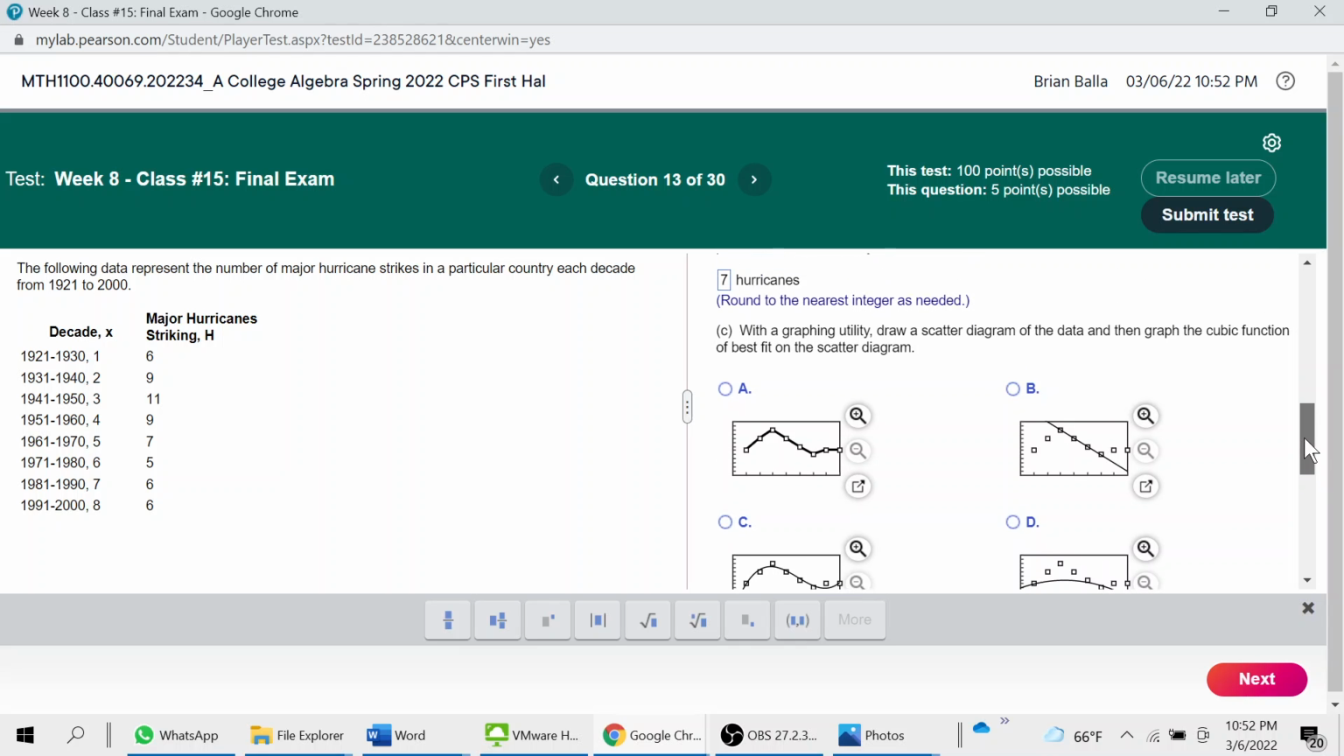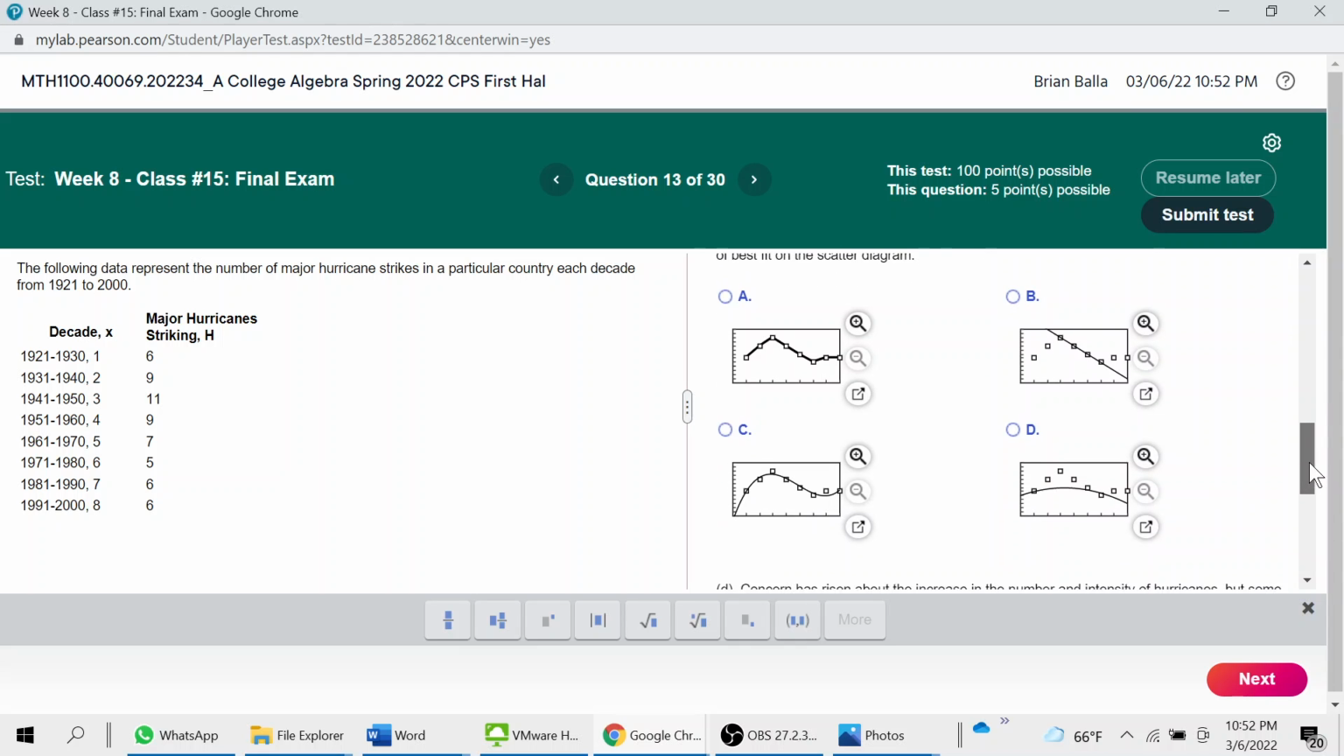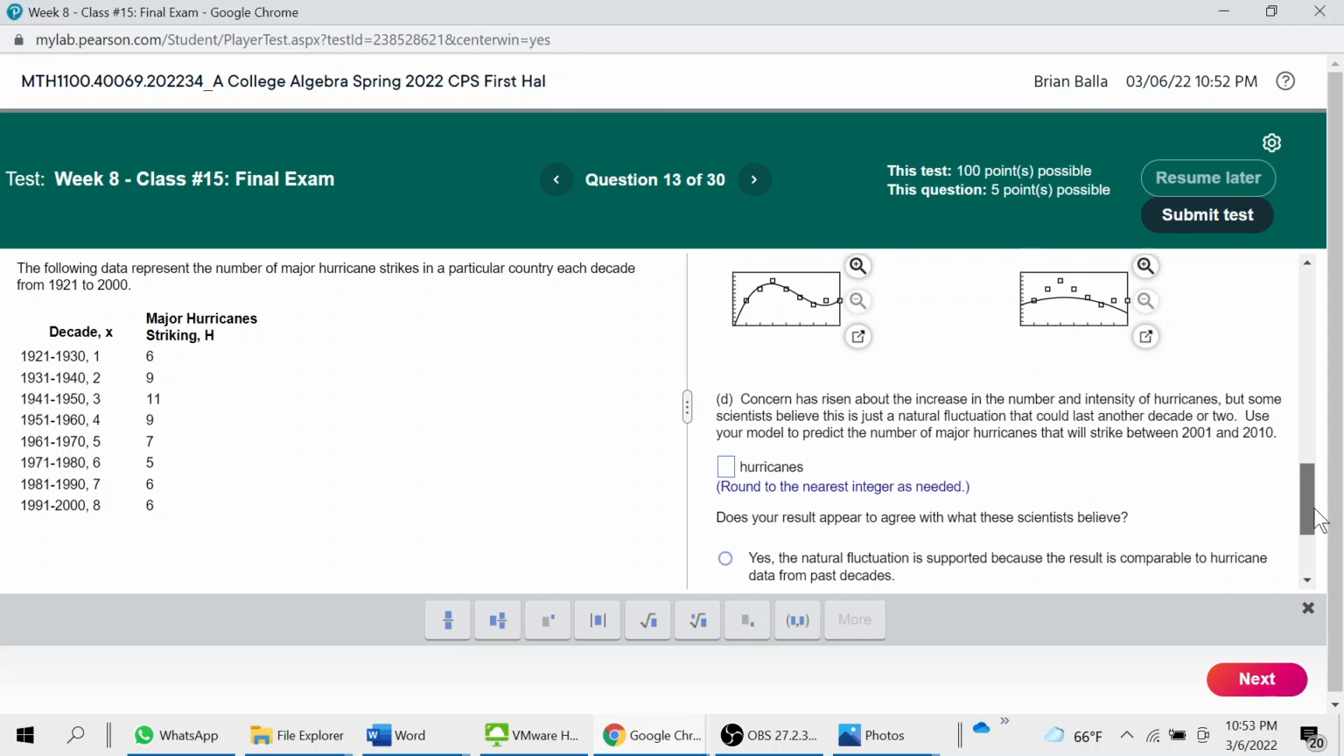Let's see here. Alright, let me just graph these things. 1, 2, 3, 4, 5, 6, 7, 8. Okay, 6, 9, 11, 9, 7, 5, 6, 6. Perfect. Quadratic. No, wait, cubic. Actually, no, wait. Just type this in. And C is the one that matches perfectly with what I have here.